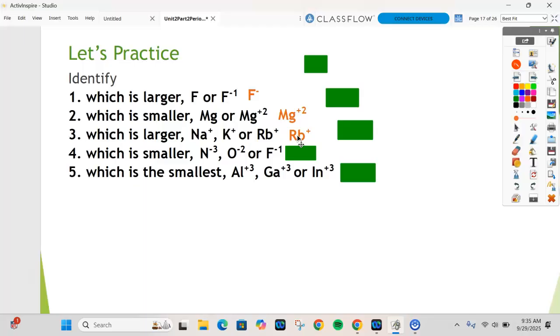In number 4, we're comparing anions to each other. We've got N-3, O-2, and F-1. The smallest is going to be F-1. We know that the ionic radius decreases as we go across because our effective nuclear charge increases, and that pulls the electrons closer. And then lastly, the smallest of Al plus 3, Ga plus 3, or In plus 3 would be Al plus 3. Because these are all in the same group, we know that the smallest one is going to have the fewest energy levels, which is Al plus 3.